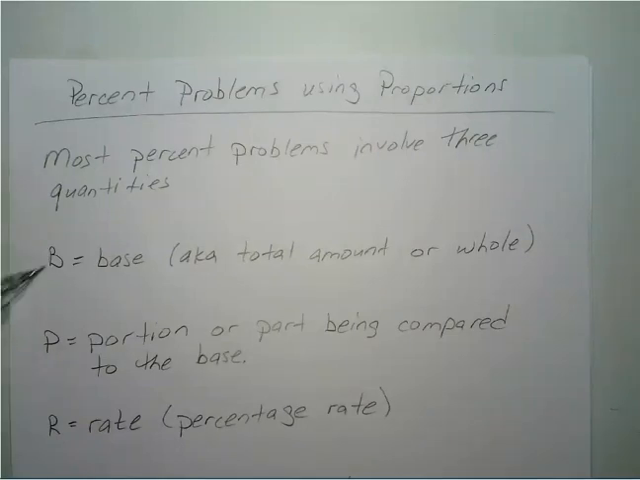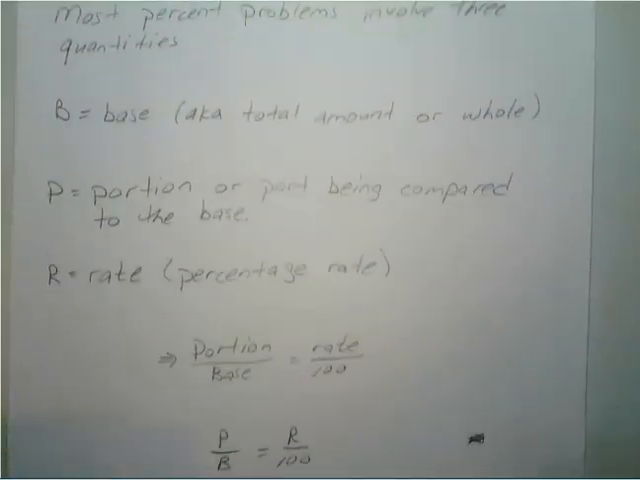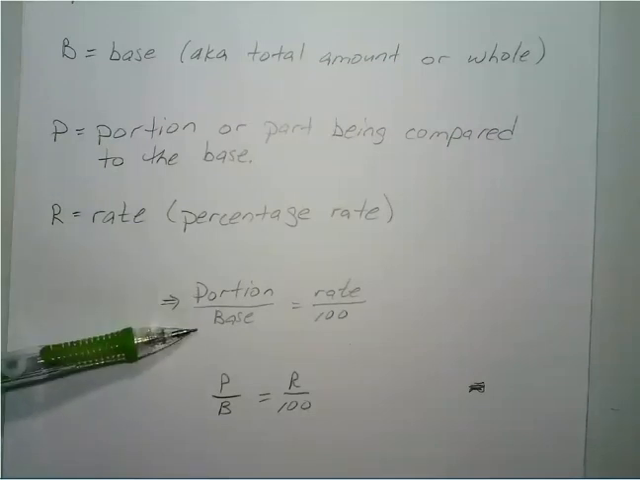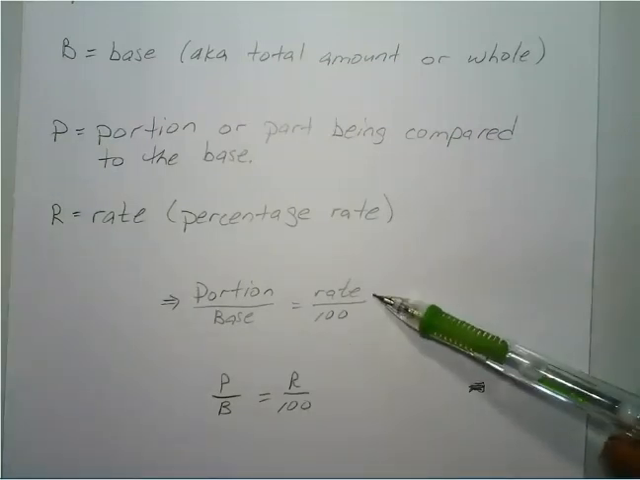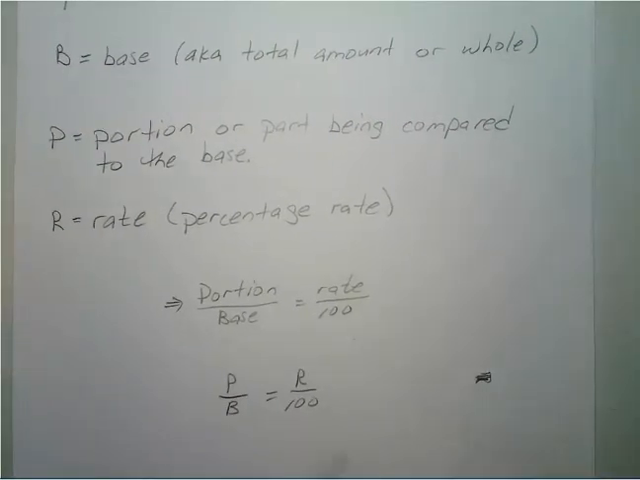As long as you have those three things, you can solve a percent problem using the following proportion formula. Portion divided by the base is equal to your percentage rate over 100. Or you can just remember it as P over B equals R over 100.